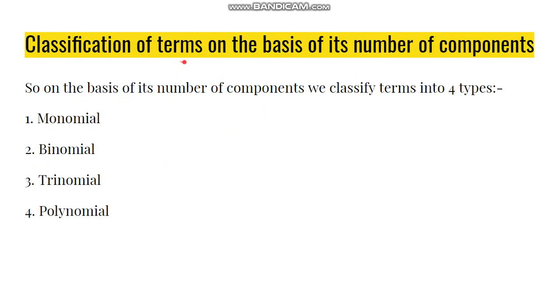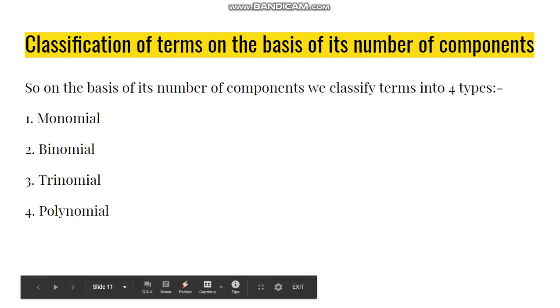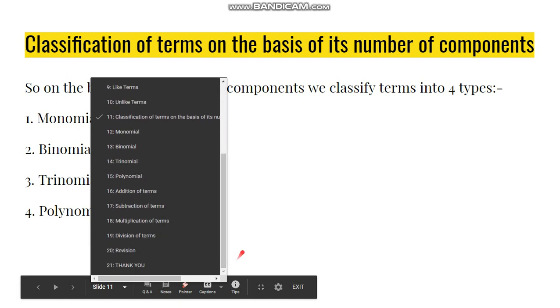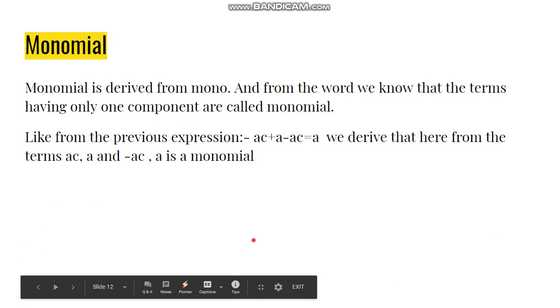Classification of terms on the basis of its number of components. On the basis of its number of components, we classify terms into four types. Number 1, monomial. Number 2, binomial. Number 3, trinomial. And number 4, polynomial. We'll learn all about these one by one.